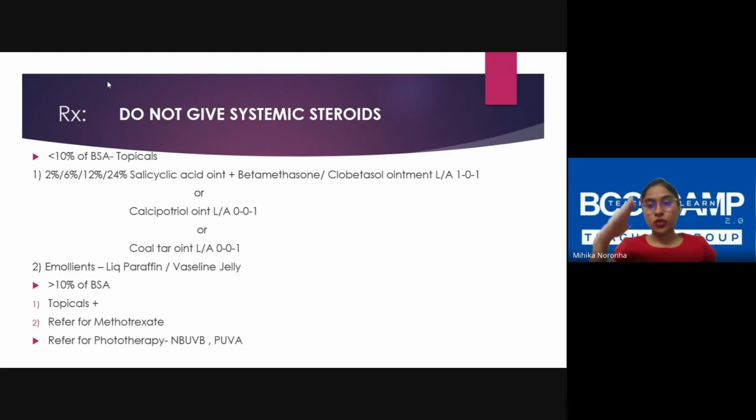The good part about putting the emollient over the lesion is that it forms an occlusion and it helps in penetration of the drug. If your plaques are very, very thick, you can ask your patient to apply plastic wrap over it. So this causes increased penetration of the drug.